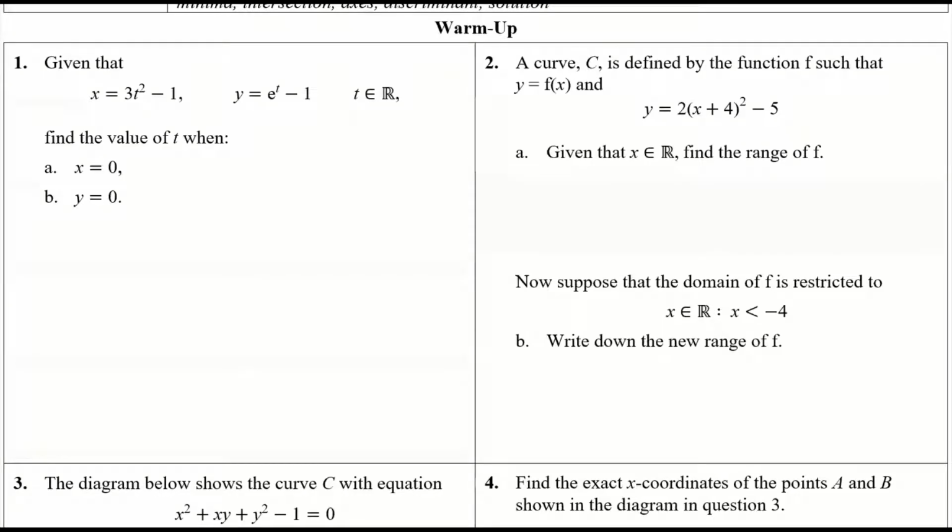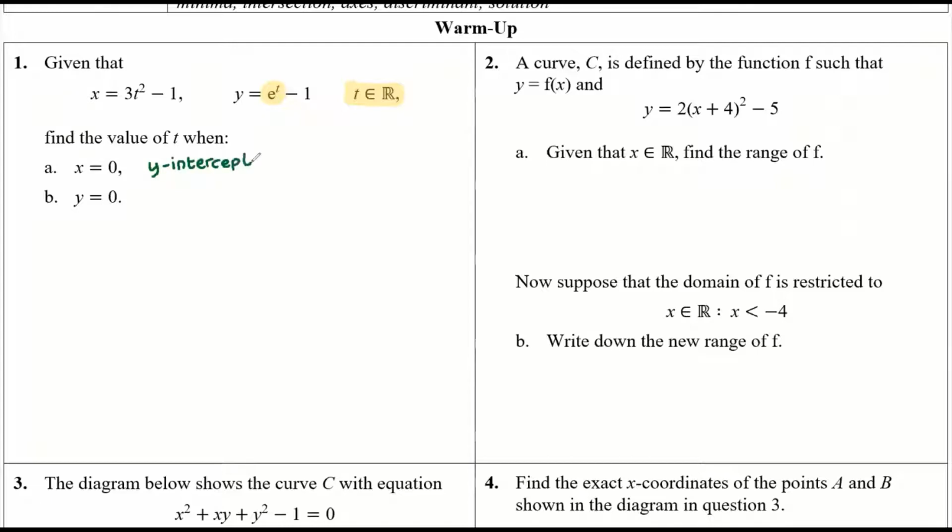So in question 1, we're given 2 parametric equations for x and y, and the parameter t is defined for all real numbers. And notice that we have an exponential function here. What we're asked to do is to find the value of t when x equals 0. And of course, just to remind you, when x equals 0, this will give us the y-intercept.